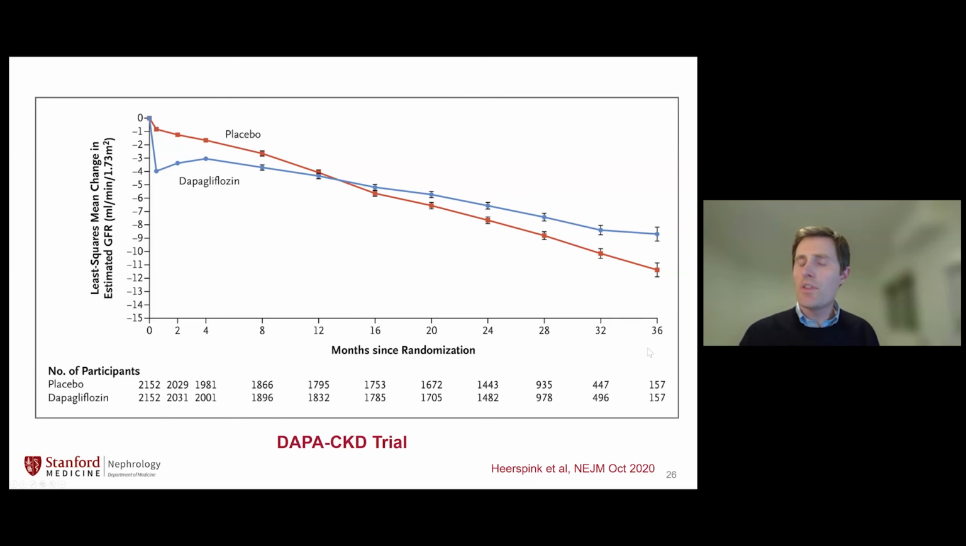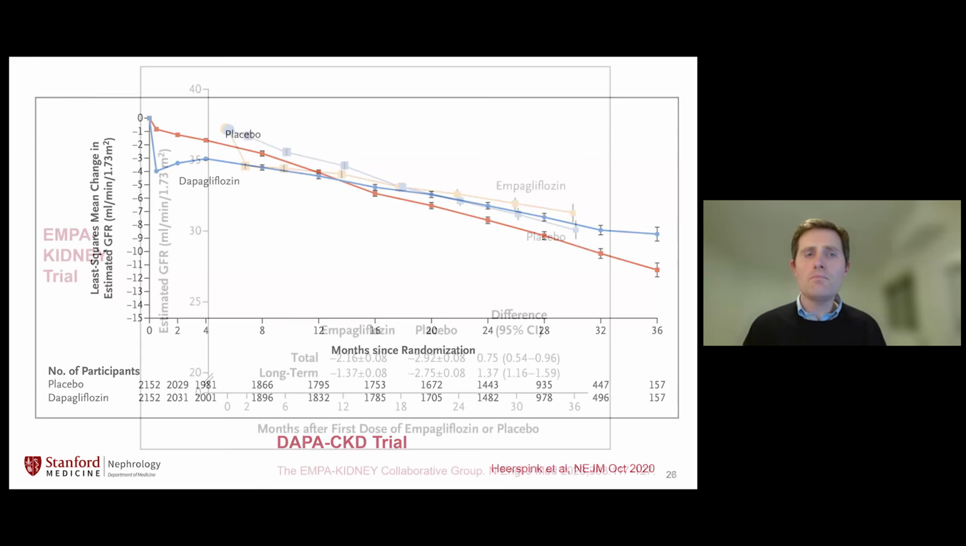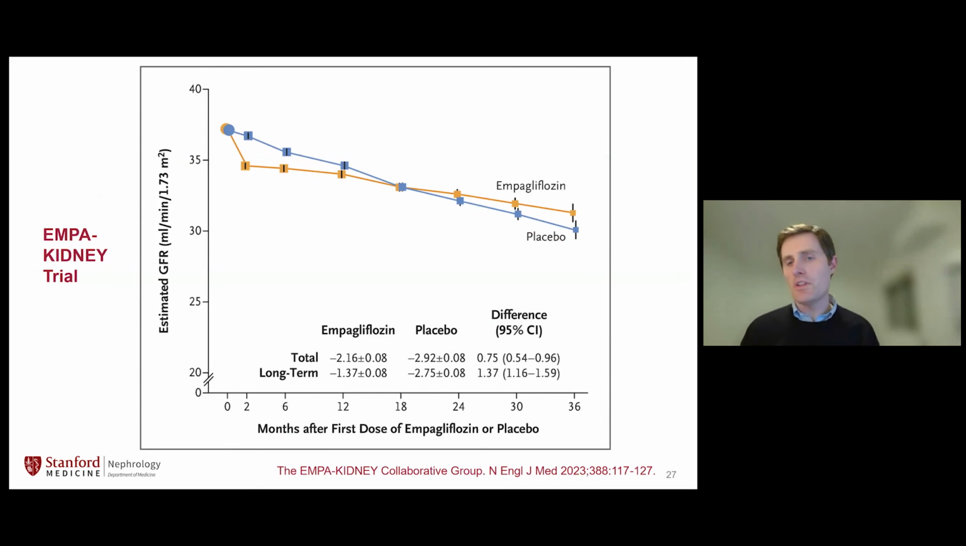See, at this time point, 36 months, the placebo group has lower kidney function than the study drug, or the dapagliflozin group. And this is kind of the holy grail of nephrology. It's managing CKD well enough that we actually slow the rate of chronic kidney disease progression. And then a third study came along. This was just last year.